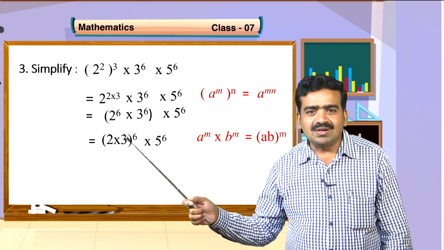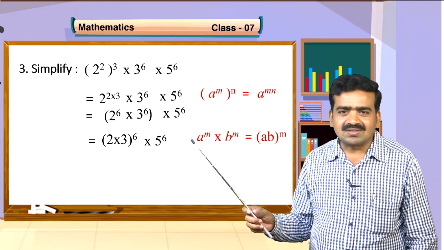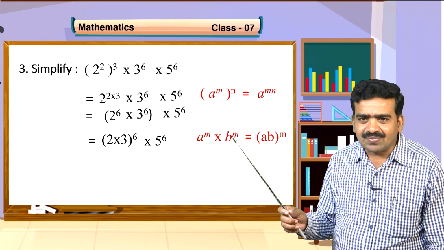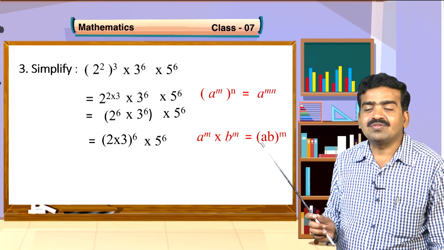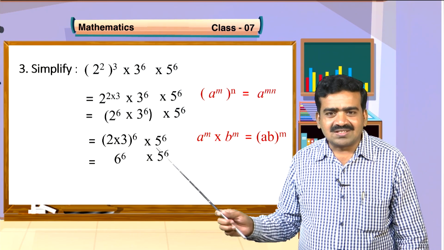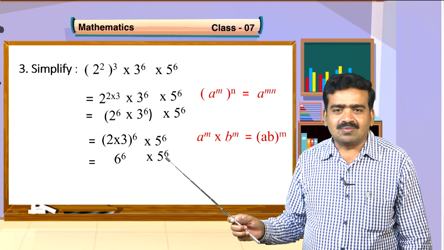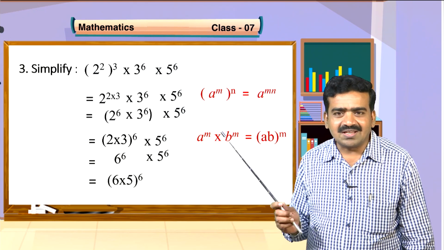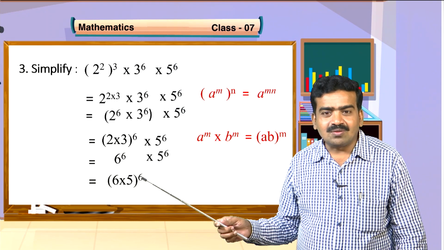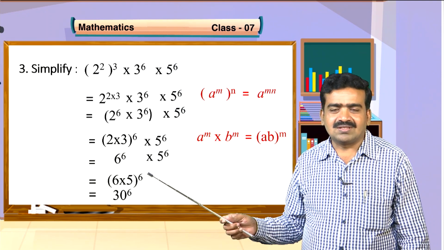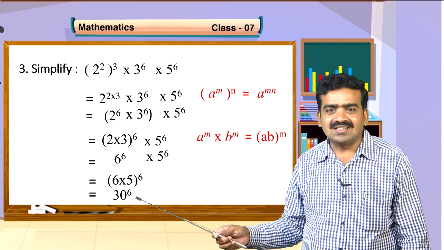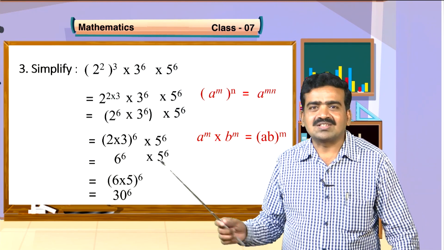It is 2 into 3 to the power of 6 based on the exponential law: a to the power of m into b to the power of m is equal to ab to the power of m. So, finally, we will get 6 to the power of 6 into 5 to the power of 6. Again we have to use the same exponential law to simplify this: 6 into 5 to the power of 6. What is the final answer? 6 times 5 is 30. 30 to the power of 6 is the answer for this question.